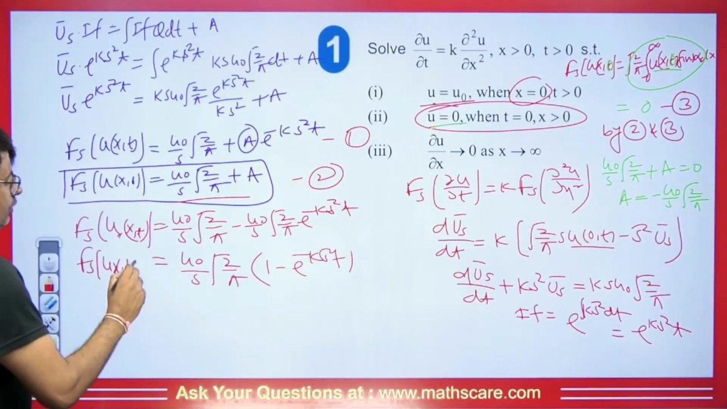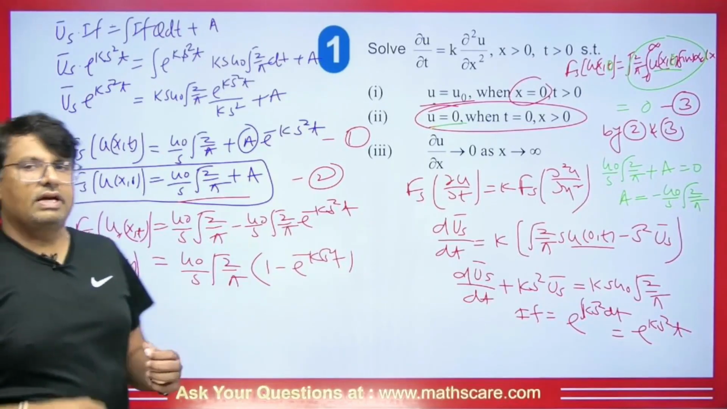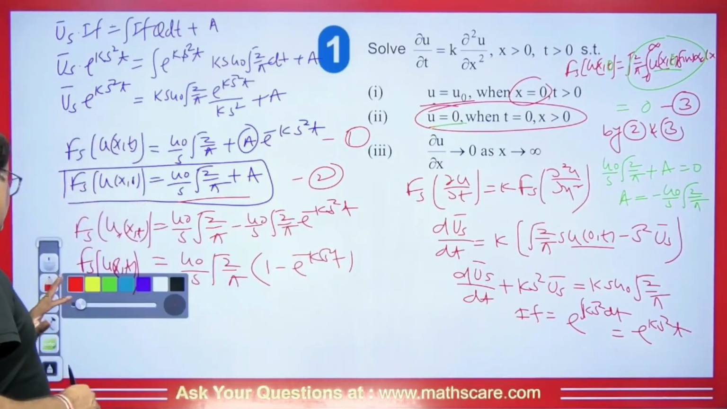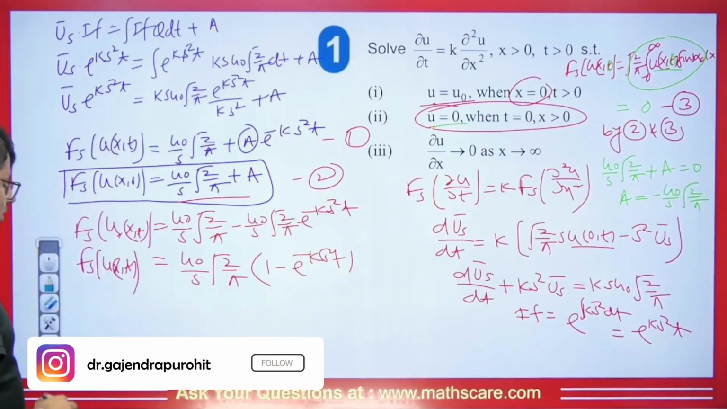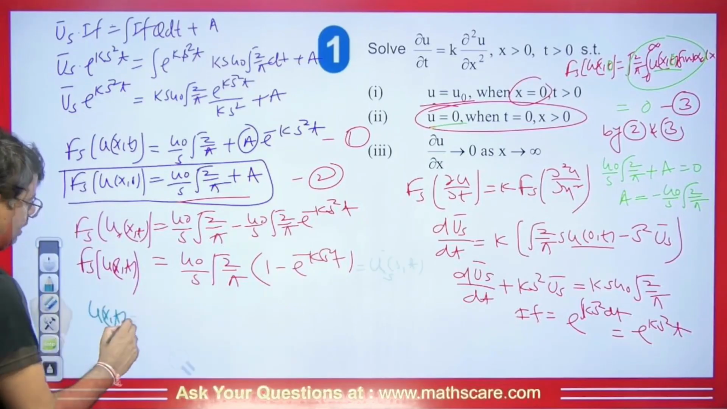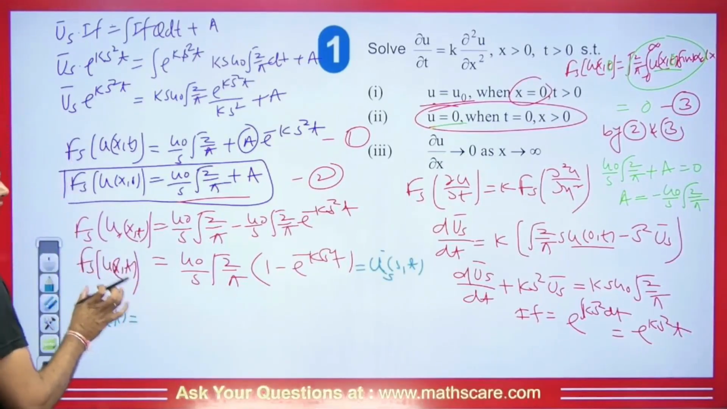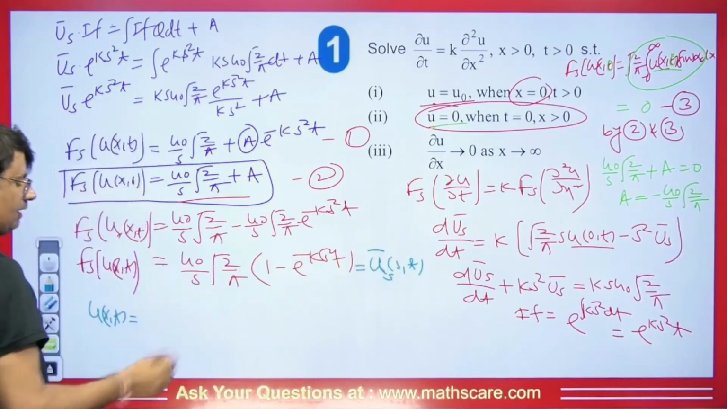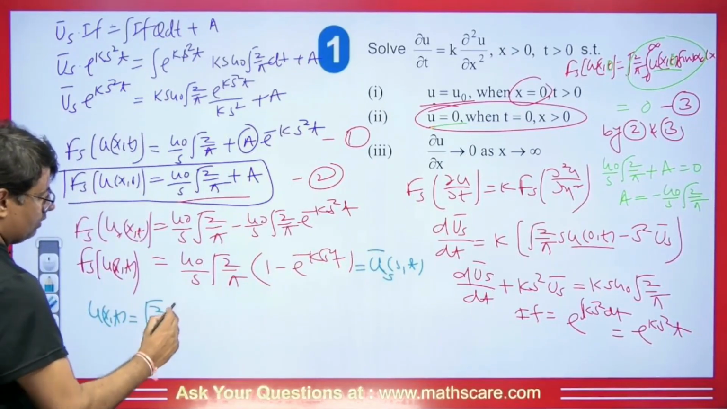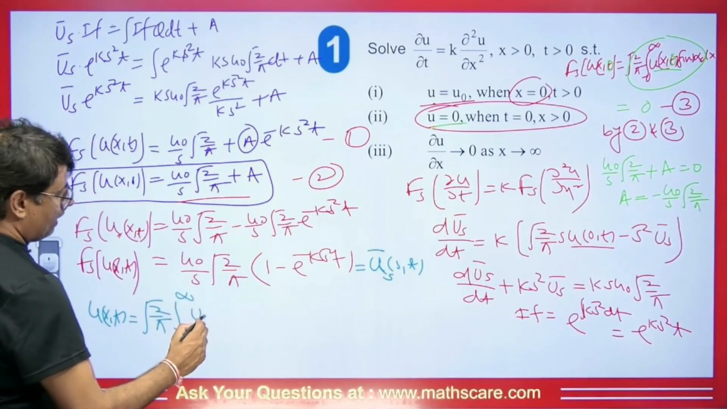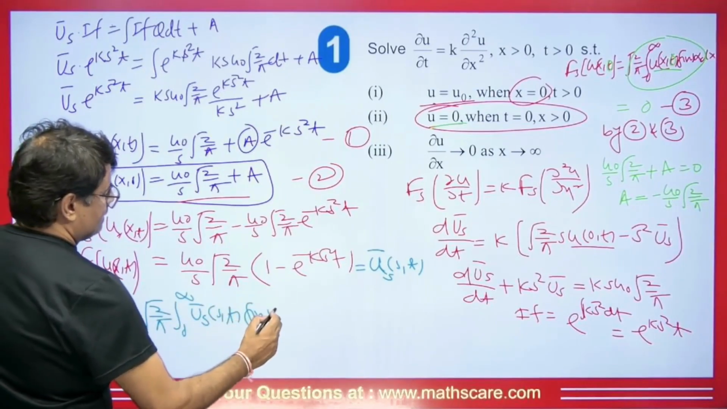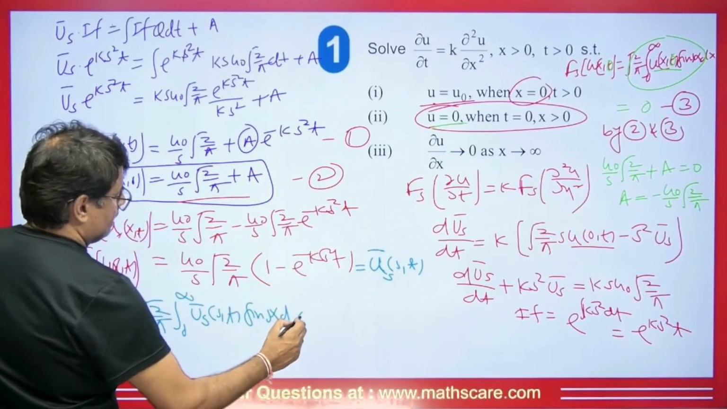But what do we need? We need the value of u(x,t). What will we do here? We will take the inverse Fourier sine transform, right? We know the formula for the inverse sine transform: if we take the inverse, we will get u(x,t). Is it clear? So we'll find its inverse Fourier sine transform, and its formula is the integral from 0 to infinity of root of 2 by pi, u bar (s,t), and here we put sine s x, ds.